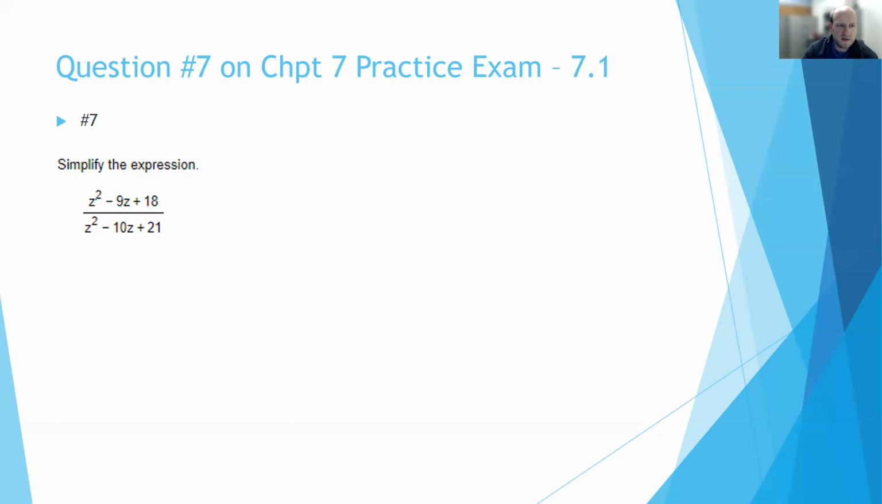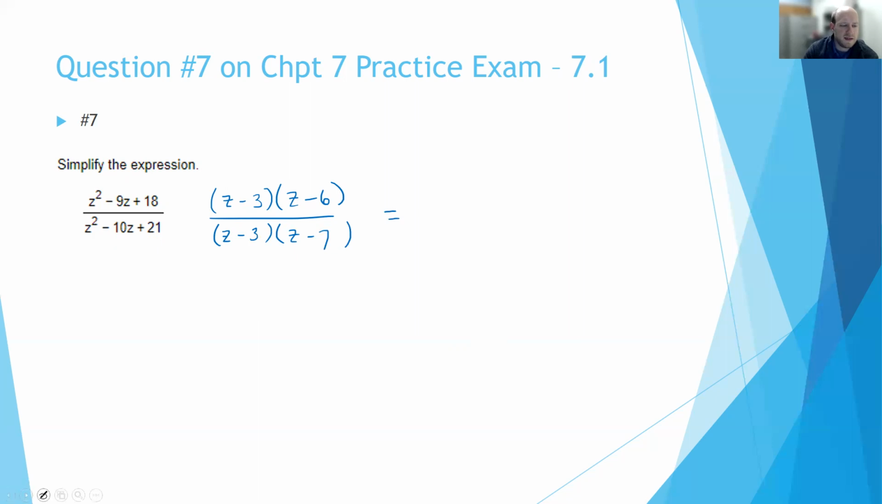So you see in our numerator here, this breaks down into z. Let's see, factors of 18 that give me -9. That's going to be -3 and -6. So we have z minus 3 and z minus 6. And then on the bottom, we want factors of 21 that give us a -10. So that's going to be -3 and -7.